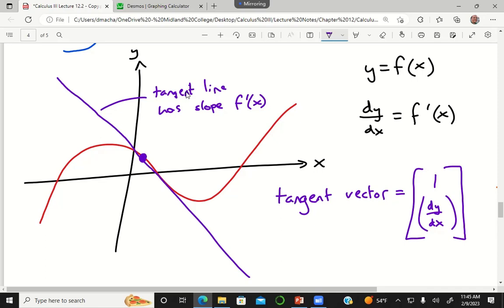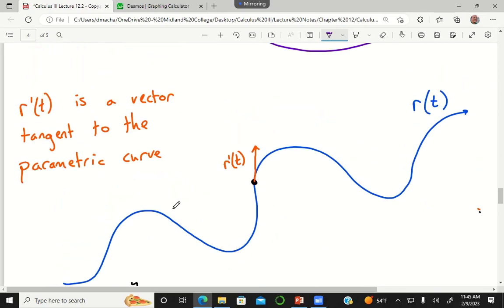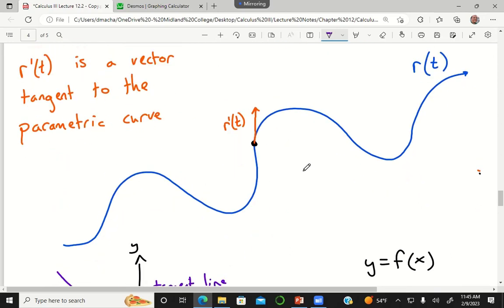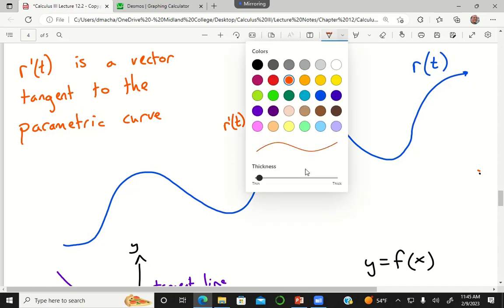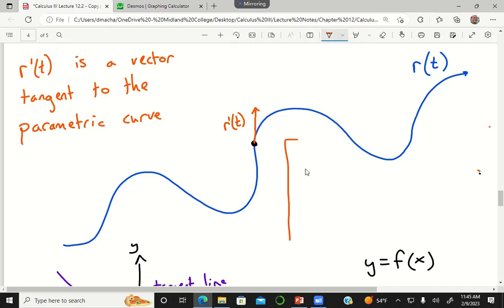But to find the tangent vector of any curve, whether it's in 3 dimensions, 4 dimensions, 5 dimensions or whatever, all you have to do is take the derivative of every component of the parametric curve. And that's what works. So if this were in 3D, for example, then my tangent vector here is going to be dx/dt, dy/dt, dz/dt.